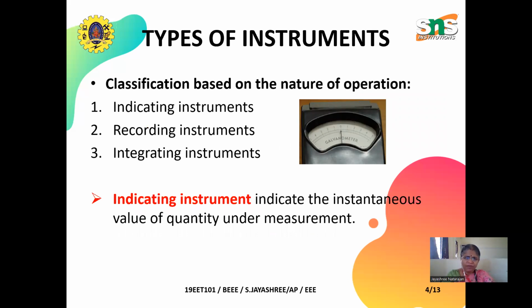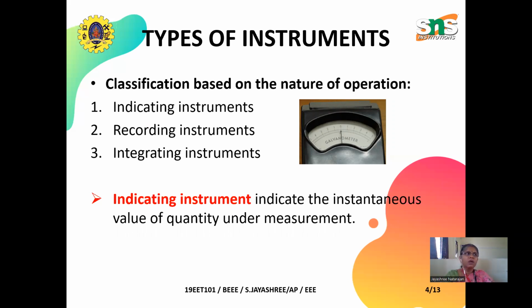Then what are the different types of instruments? We classify them in many ways. The major classification is based on the nature of operation, how it works. The first one is the indicating instrument. These instruments indicate the value by a deflection. For example, ammeter, voltmeter, our analog weighing scale. The pointer gets deflected and indicates the measurement. That type of instrument we call an indicating instrument.